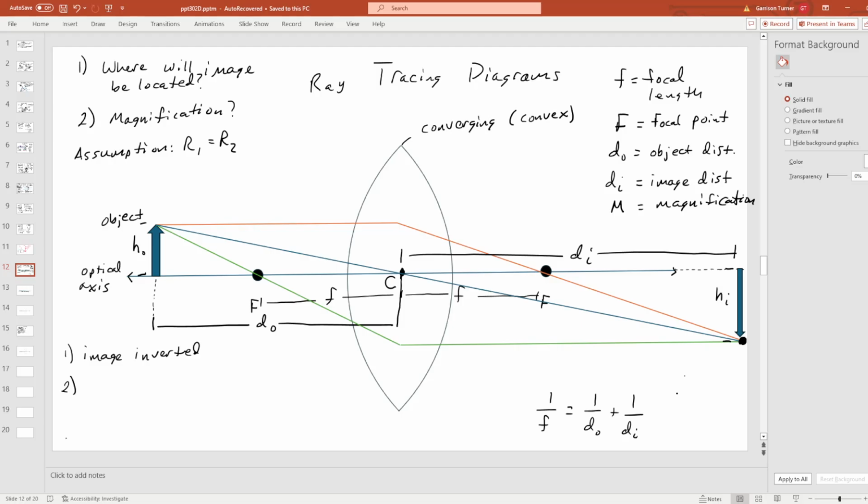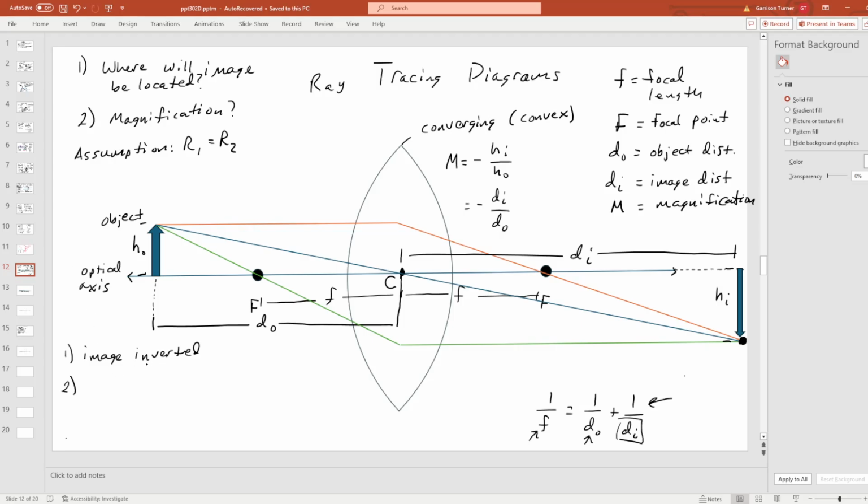Now, once again, you can use this formula, assuming you know d0 and f, to find where the image is. And your magnification actually has two formulas. So m is equal to the negative of hi over h0, or it is equal to the negative of di over d0. Now, there's more to this list.